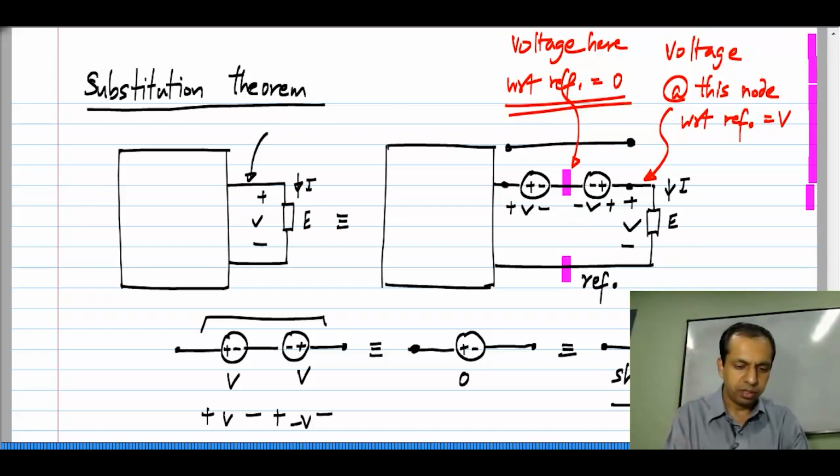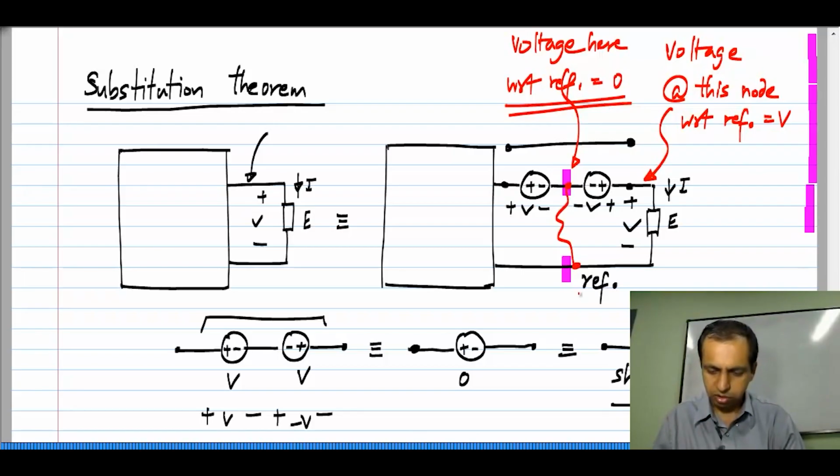Now, what does this mean? I had mentioned this earlier and used it earlier also. If I have two nodes in the circuit with exactly the same voltage, I can connect the two together without altering anything else in the circuit. So, I can do this. I can connect those two together.